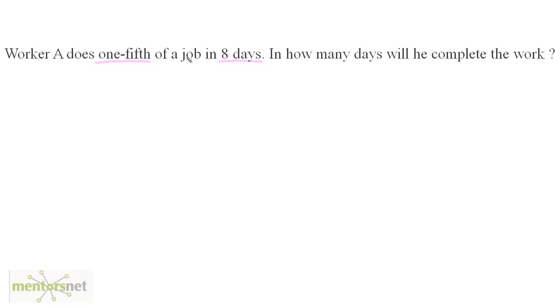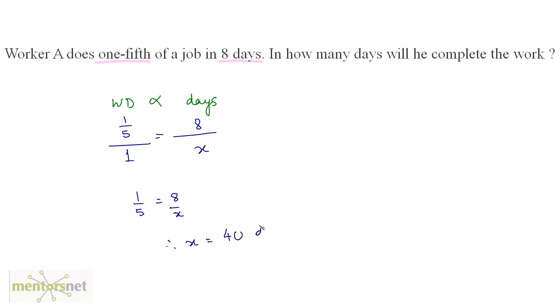So worker A does 1/5 of the job in 8 days. In how many days will he complete the work? Now again you have work done and days taken, and these two quantities are proportional. So 1/5 of the work is done in 8 days. Now in how many days, let us consider this as x, will he complete the work? So the total work done is usually considered as 1. So we have the ratios, we can equate them, and we can find the value of x. So we have 1 by 5 is equal to 8 by x. Therefore x is equal to 8 times 5, that is 40 days. So the total work is done in 40 days.